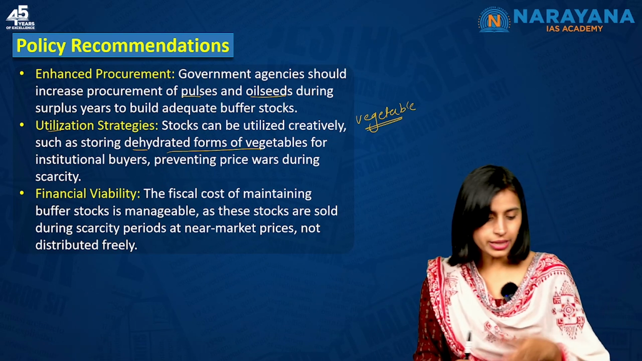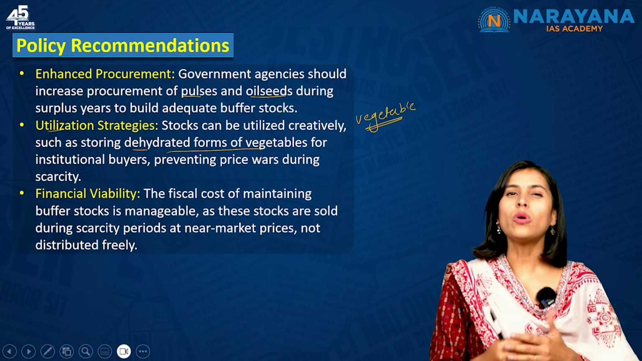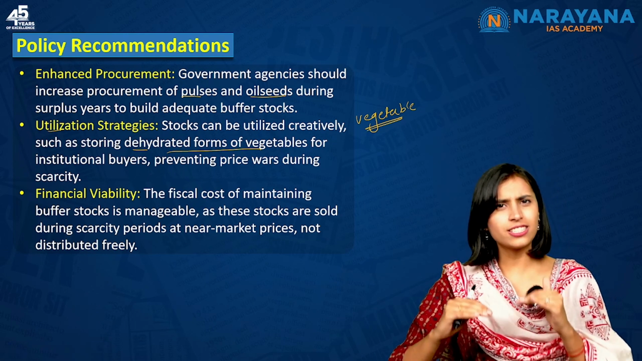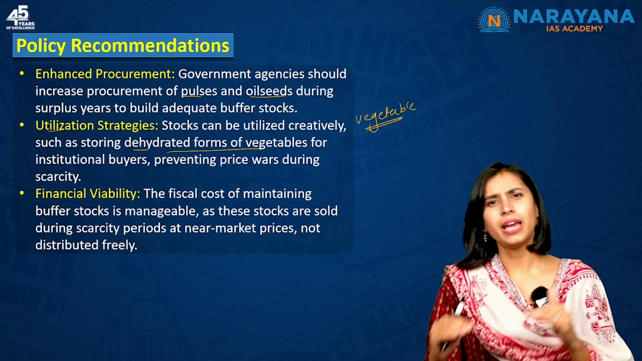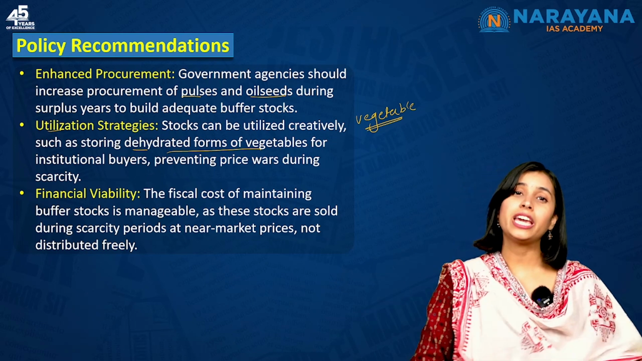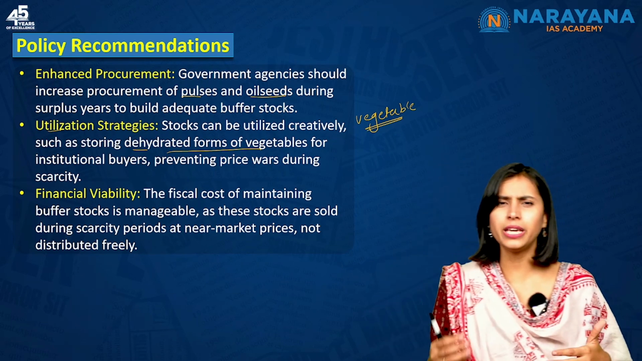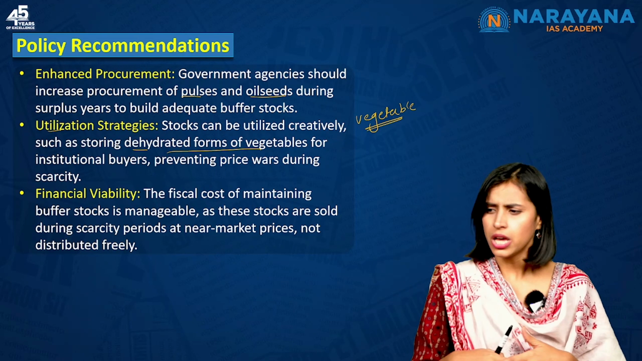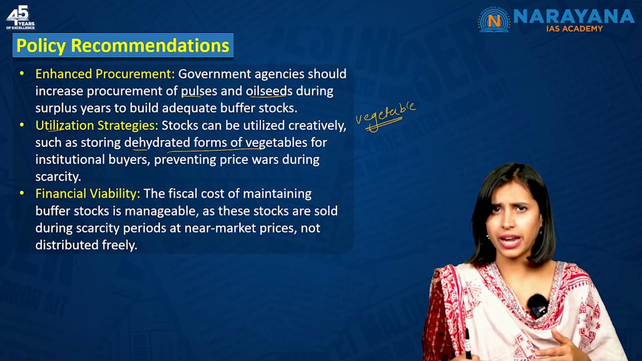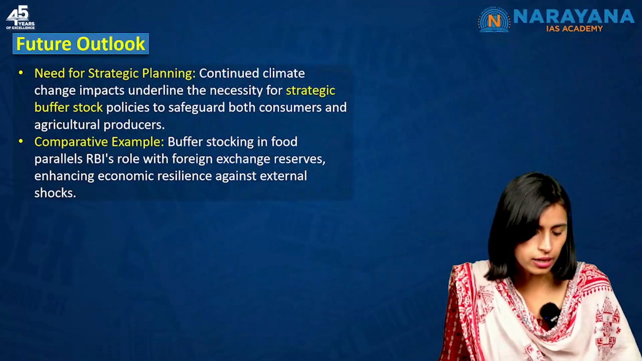Third, it talks about the need for creating financial viability, where you don't have to sell the stock at a very low price. Instead, sell the same item at an average price in case of scarcity. So the government will be able to recover all its costs. The article says that there will not be the issue of financial viability or the fiscal deficit that the government faces right now, if they come up with an adequate strategy. So that is the recommendation that the article has given.